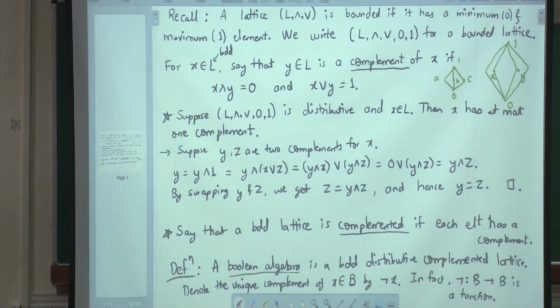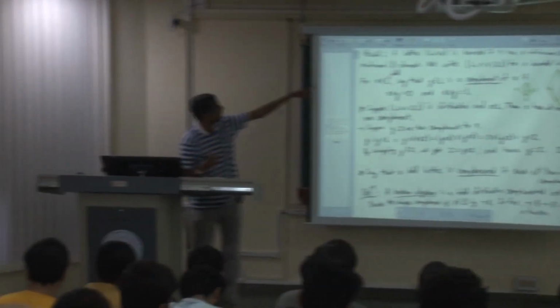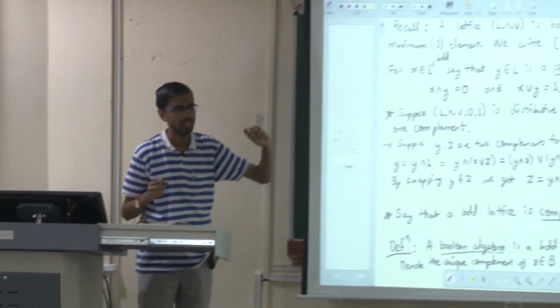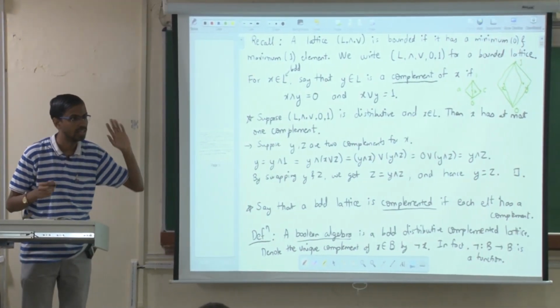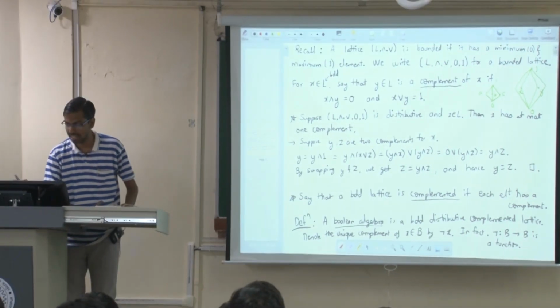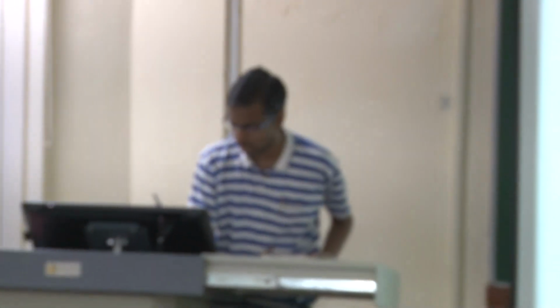Okay, so how do we write the signature of a Boolean algebra? For a lattice, the signature is L, meet, join. For a bounded lattice, the signature is L, meet, join, 0, 1. For a Boolean algebra, the signature would be B equal to B, meet, join, negation, 0, 1.